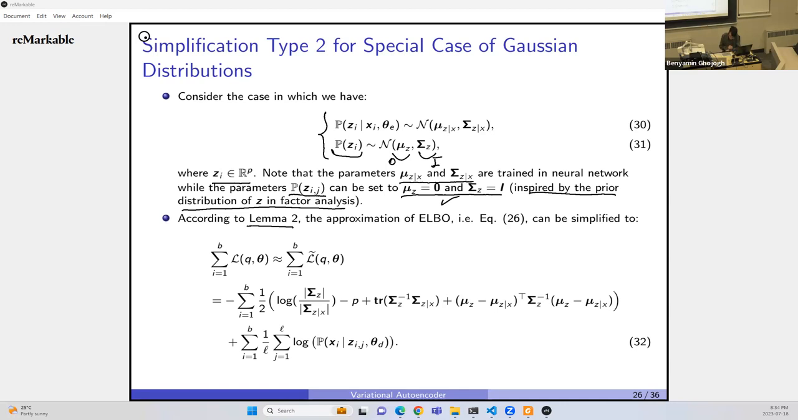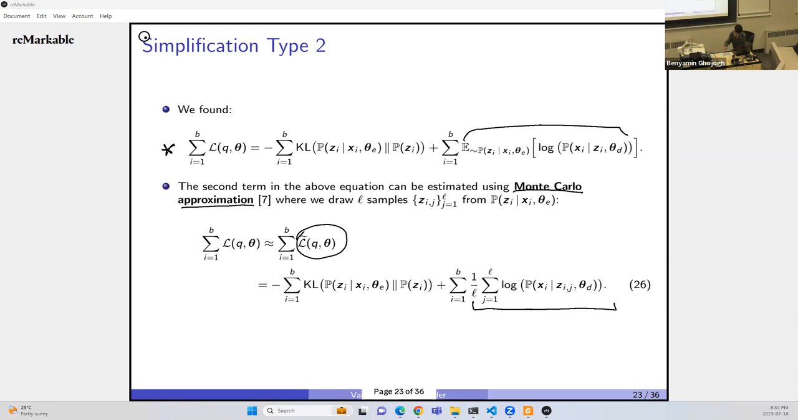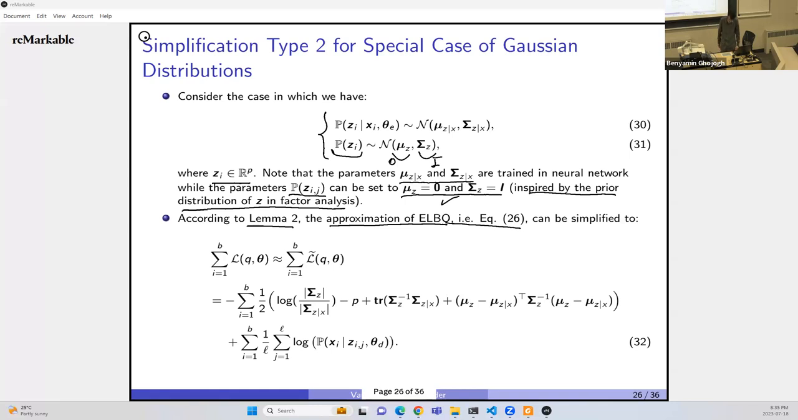According to lemma 2, the approximation of ELBO, that was equation 26, can be simplified to this. Do you remember this was equation 26? I have repeated that here. For this KL divergence, I said either you can use Monte Carlo approximation, or if it is Gaussian, we don't need to do approximation anymore. We can solve it analytically using the lemma. The lemma simplifies this KL divergence if they are Gaussian, right? If we use the lemma, then it becomes equation 32.